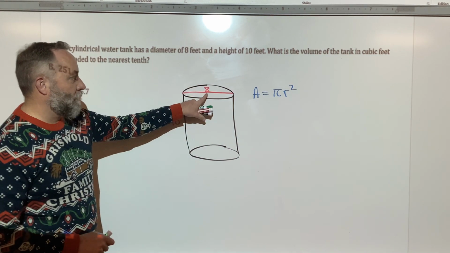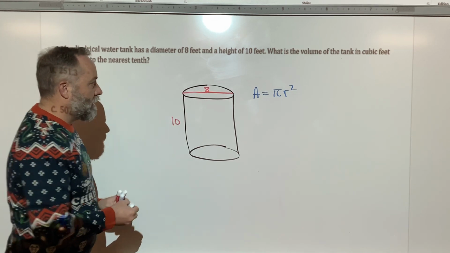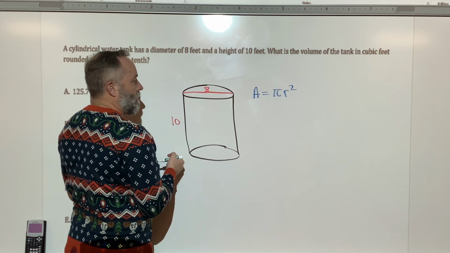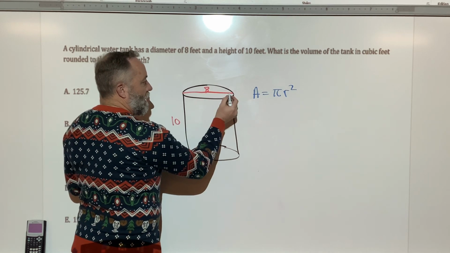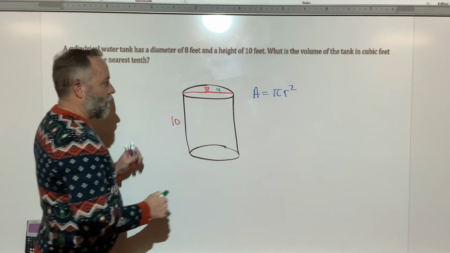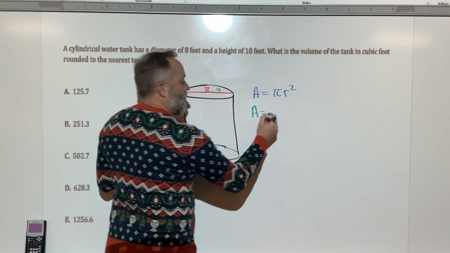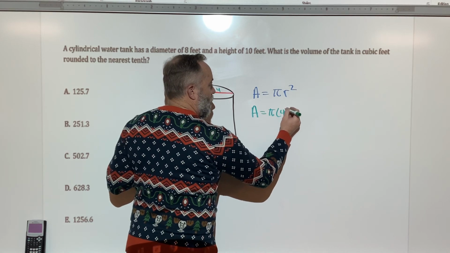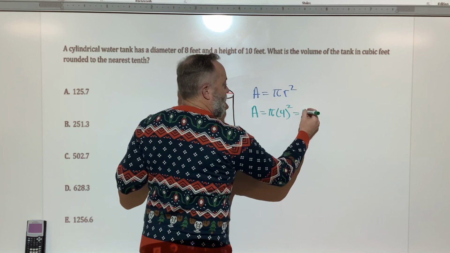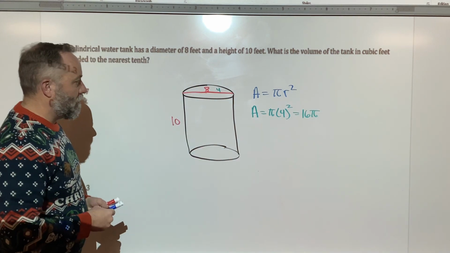And in this case, we're given a diameter, and the way in which a diameter and a radius relate is the radius is half of the diameter. So if the whole way across through the middle is 8, then from the middle to any point on the outside of the circle is half of that, which is 4. So we have the area of the top of our cylinder is pi times 4 squared. And 4 squared is 16. So this area of the top is 16 times pi, or just 16 pi.